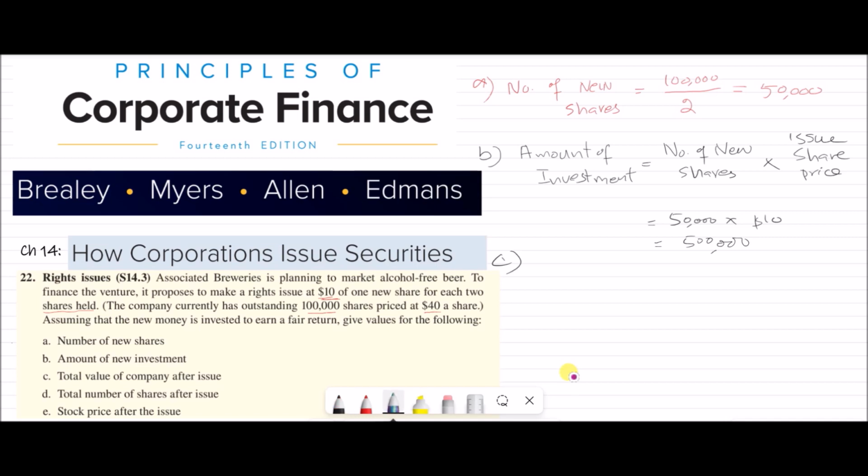Part C, total value of the company after the issue. So the total value will be the old value plus the new issue. Previously the company had 100,000 shares, each priced at $40, and now they have new shares, which are 50,000, and they collected $10 each. So this will be $4 million and this will be $0.5 million or $500,000. In total it will be $4.5 million.